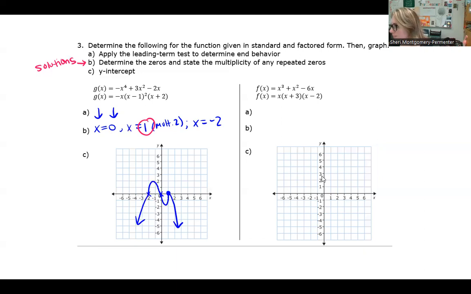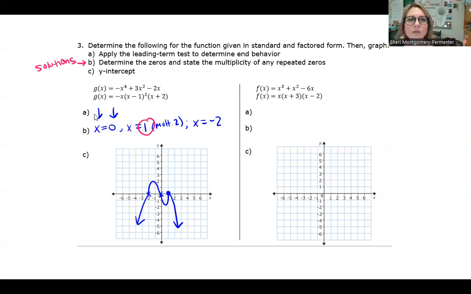If your little humps are bigger, like if you drew yours up higher or down lower, I don't care. What I do care about is whether you bounce or go through, and whether the ends of your graph are pointing in the correct direction. That is what I check for when I grade any of the graphs that you do on your own. I don't care how big you make your little bumps.